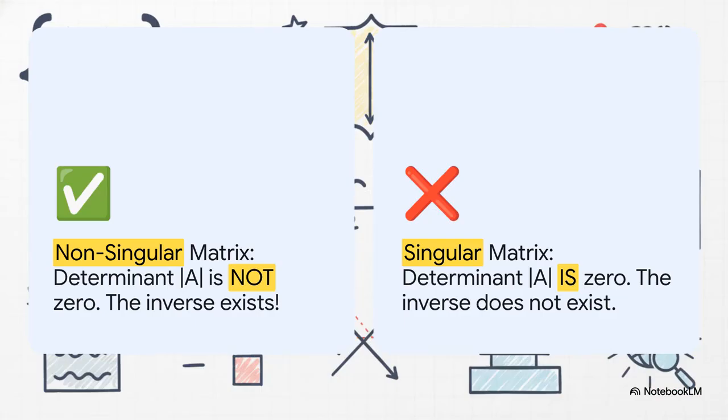But wait, before we find the inverse, we have to perform one crucial check. We find its determinant. Now, if the determinant is not 0, the matrix is called non-singular, and its inverse exists. Hooray! But if the determinant is 0, it's called singular, and its inverse does not exist. Game over for that problem, you can't go any further.